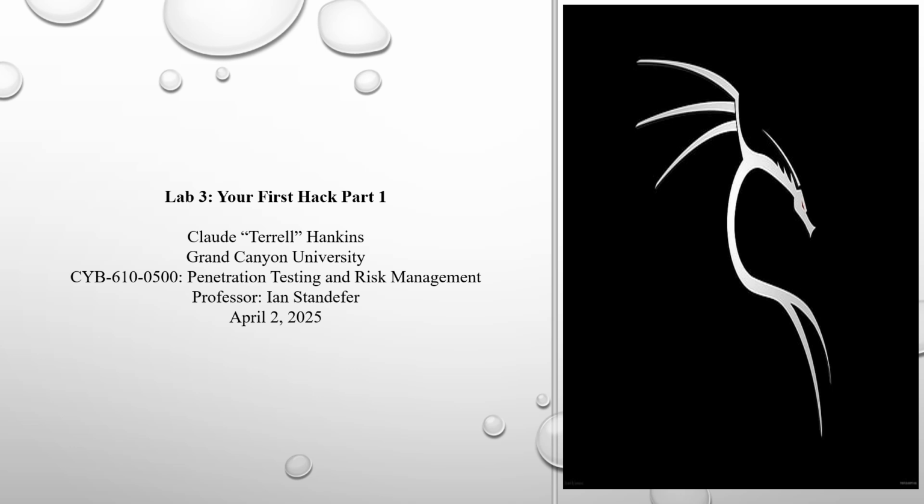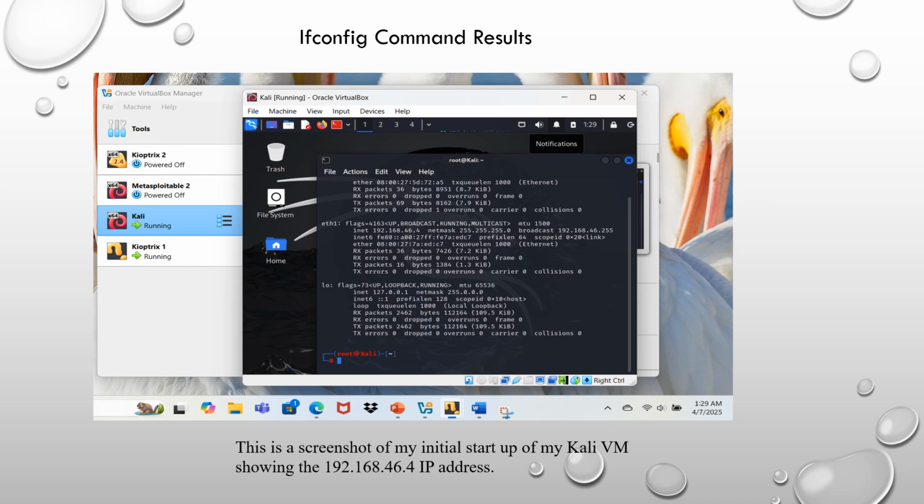Today, I will be presenting information on a lab assignment where my Kali Linux and Kioptrix virtual machines were utilized. This is a screenshot of my information from my ifconfig command. It shows my IP address, which is 192.168.46.4. And due to my network setup for my Kali and Kioptrix virtual machine, this was the information that was gathered.